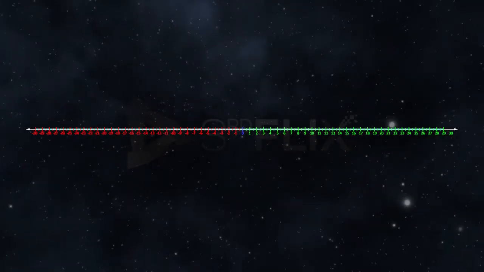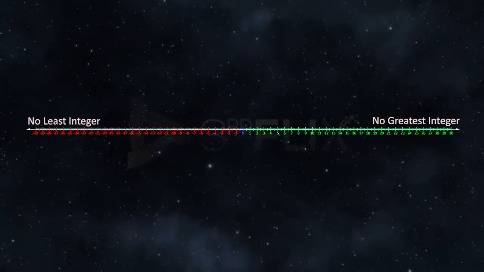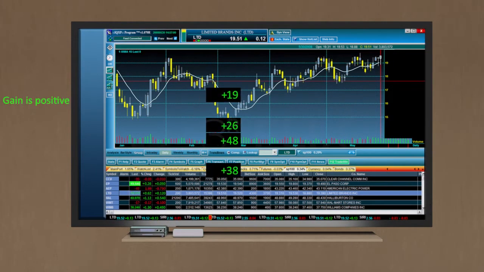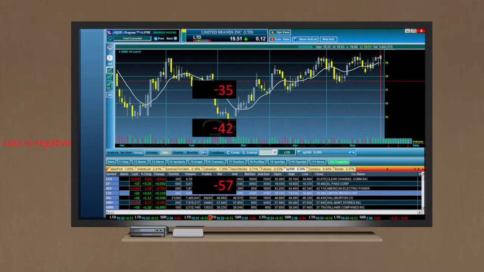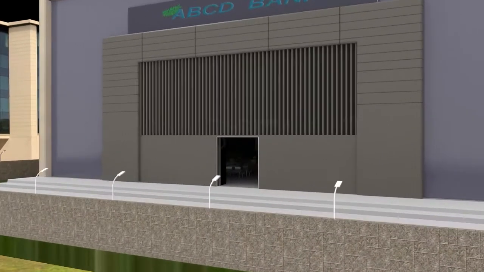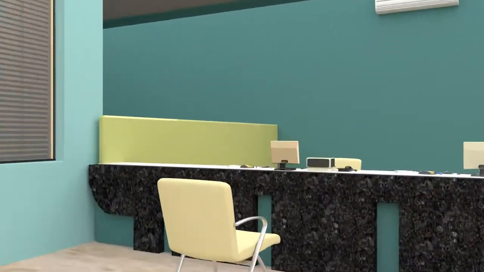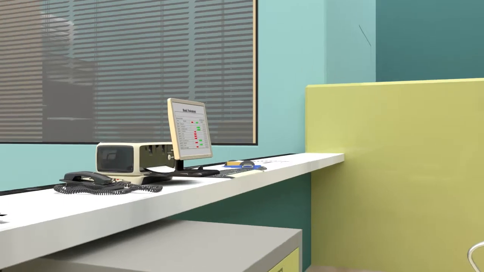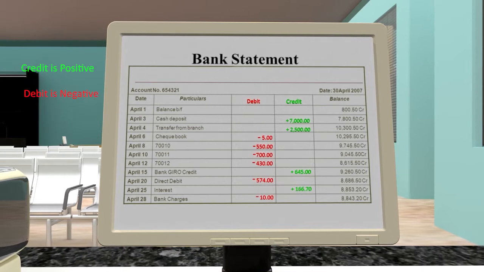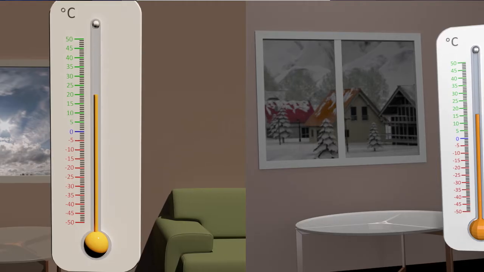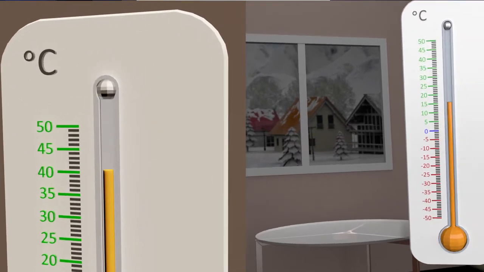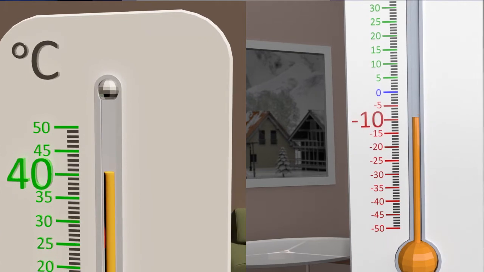There is no least and greatest integer. Integers are used in every part of our daily lives. In business, the gain is positive and loss is negative. In banking, credit is positive and debit is negative. In case of measurement of temperature, rise in temperature is positive, and fall in temperature is negative.